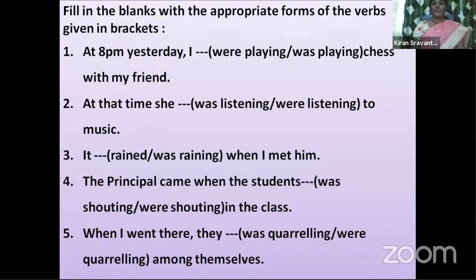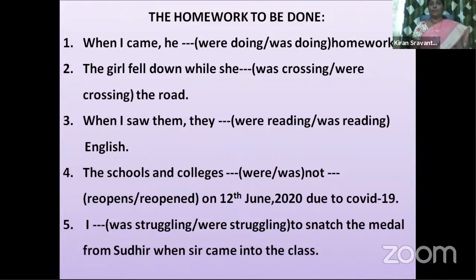Then the principal came when the students was shouting. The students means the subject, plural. So when the subject is plural, do we use was or were in past continuous tense? So were. So the principal came when the students were shouting in the class. When I went there, they, then again subject, they means, is it plural or singular? It is plural. So when I went there, they was quarreling or they were quarreling? They were quarreling among themselves. Good. This is the homework to be done by you, dears.